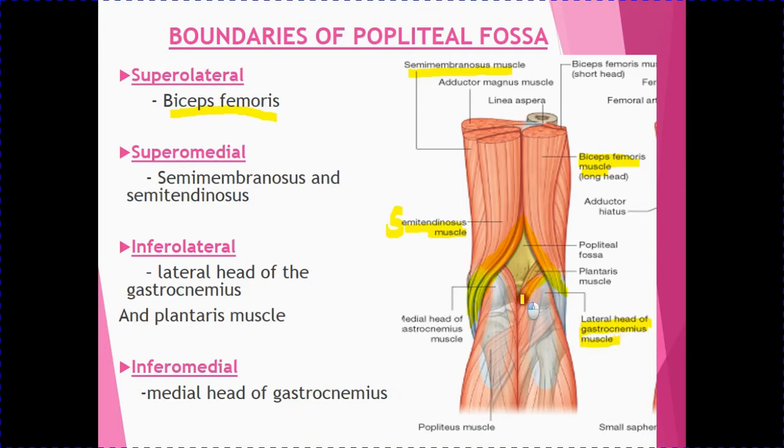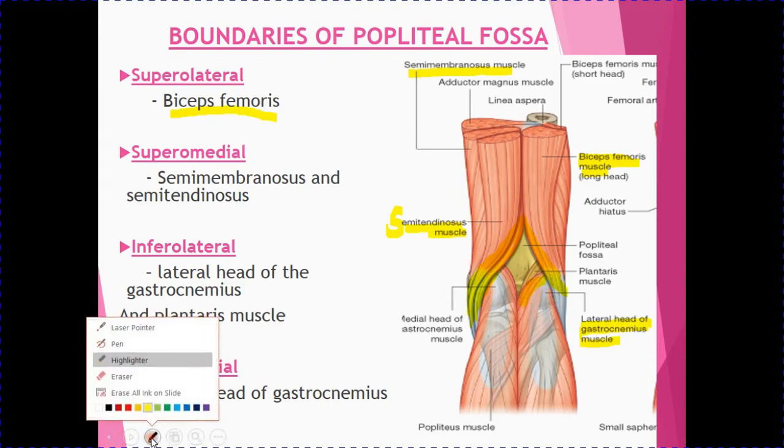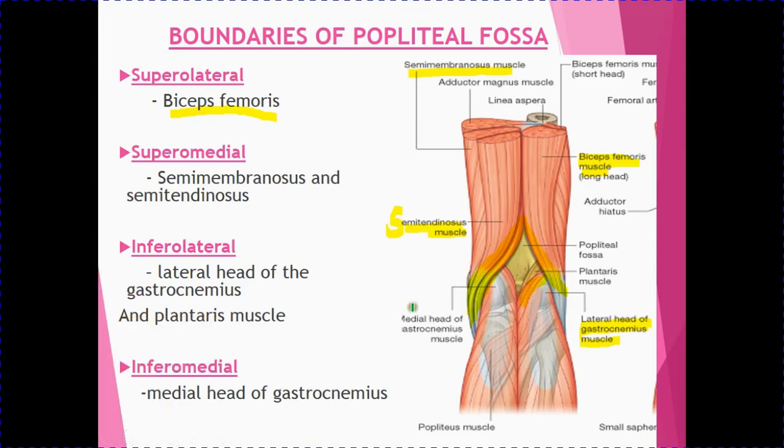Along with it, there is a small muscle which is also forming the boundary. This is the plantaris muscle. Look at this carefully. This muscle is the plantaris muscle. So, two muscles are present in the inferolateral boundary, gastrocnemius muscle and the plantaris muscle. The inferomedial is formed by the medial head of the gastrocnemius muscle.